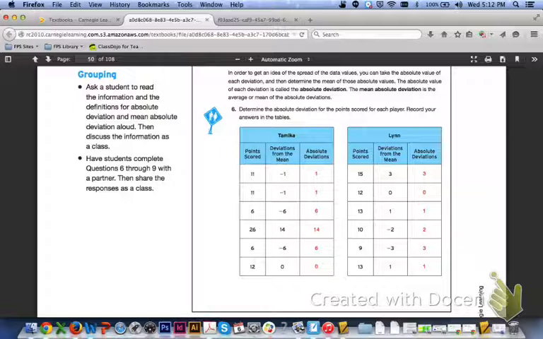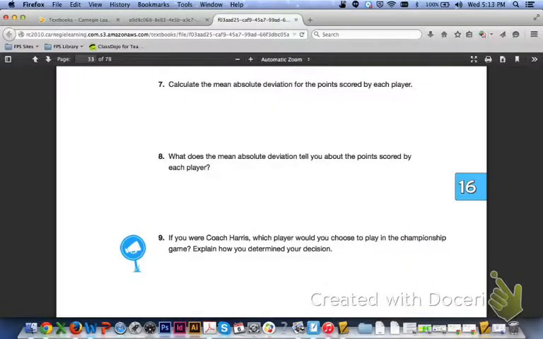Alright, so looking here, again, -6 would be 6, 0, 0. For Lynn, 3, absolute deviation is still 3. Right? Again, the negatives change to their positive counterpart. So the table should look like that. Problem 7 then says calculate the mean absolute deviation for the points scored by each player. So you'd have to take the absolute deviations, add them up, and then divide by the total. So add them up, divide by the total number, which would be 6.